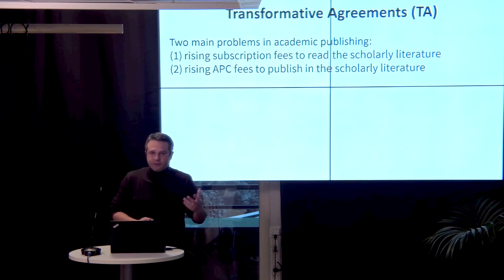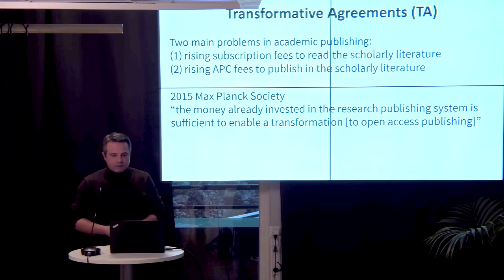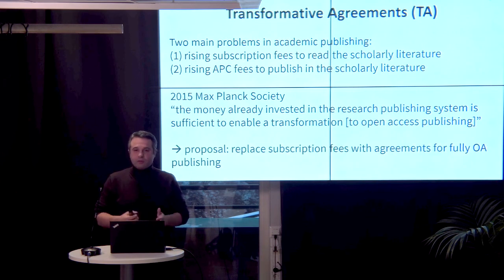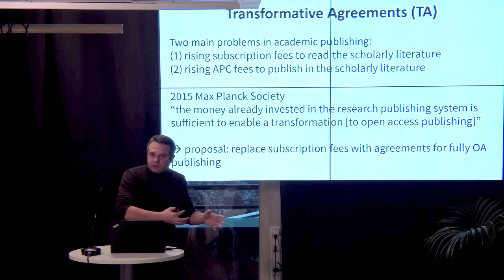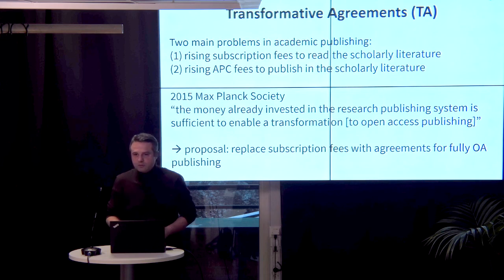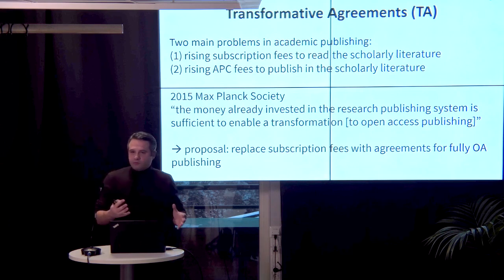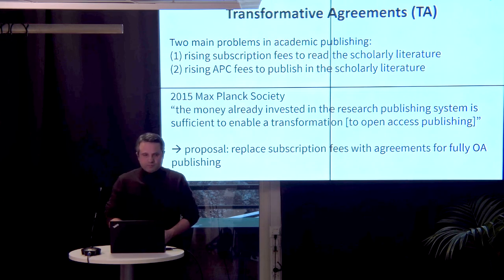The leading figure in this process was the Max Planck Society. In 2015, they wrote a report in which they declared that the money already invested in the research publishing system is sufficient to enable a transformation to open access publishing. So they made a proposal to replace subscription fees with agreements for fully open access publishing. We already pay subscription fees. We make these payments not just for reading, but for both reading and publishing.